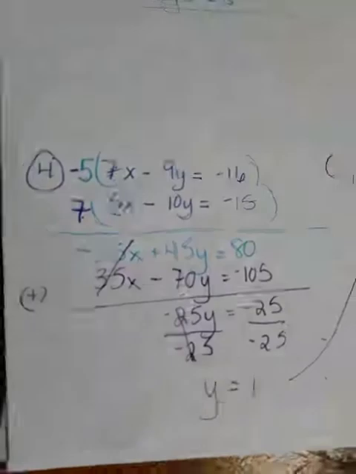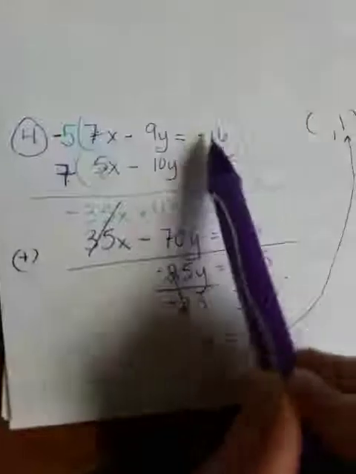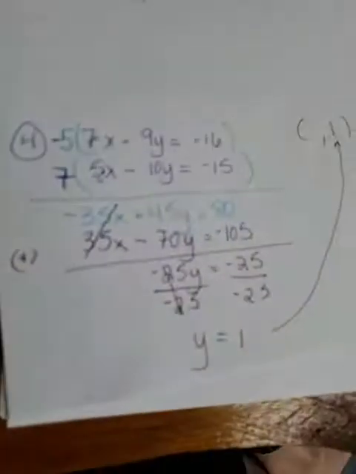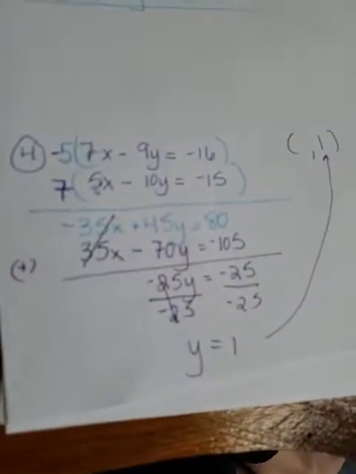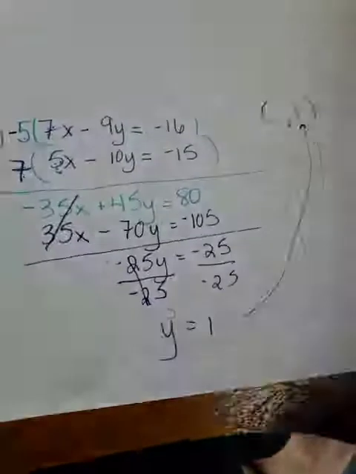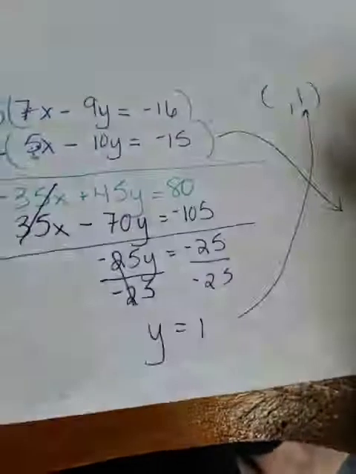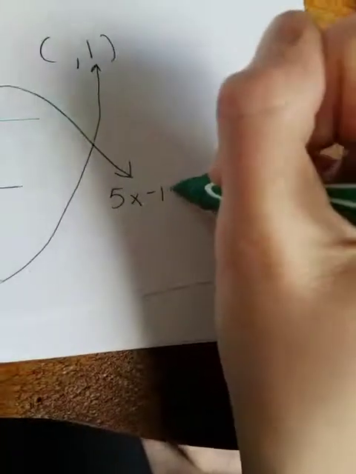Now for the x, remember, you don't have to go through this whole thing again to find x. You just pick one of the two equations and put the 1 in for y and solve for x. I'm going to be different this time and do the second one, because I feel like I keep doing the first one and I don't want you to think that that's the case. So I'm going to take my second equation and I'm going to put 1 in for y.